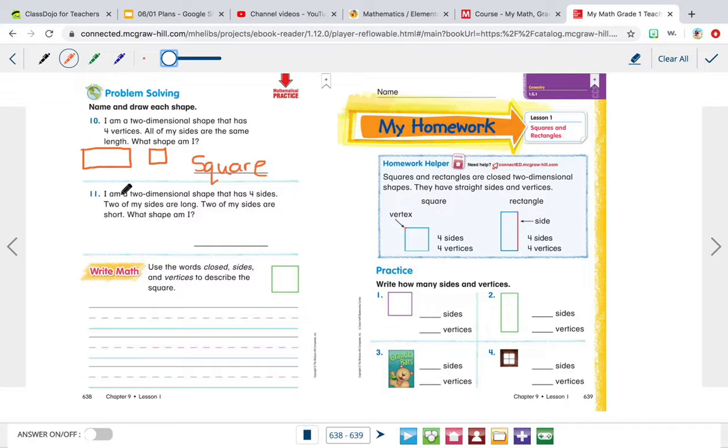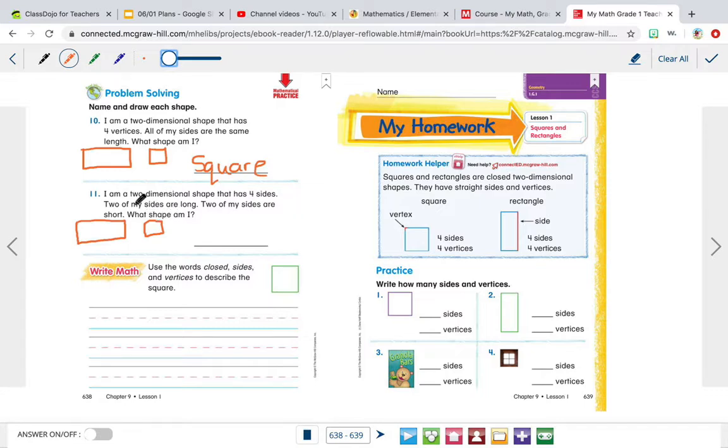Now number 11 says, I'm a two-dimensional shape. Two-dimensional means flat. So I'm a flat shape that has 4 sides. 2 of my sides are long, 2 of my sides are short. What are they? So we know that it has 4 sides. Well, we know that a rectangle and a square both have 4 sides, so we're going to draw them again. So they both have 4 sides. 1, 2, 3, 4 sides. 1, 2, 3, 4 sides.